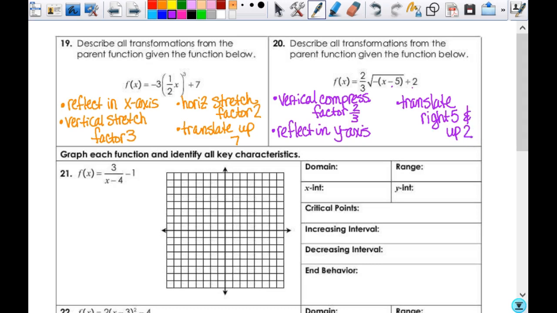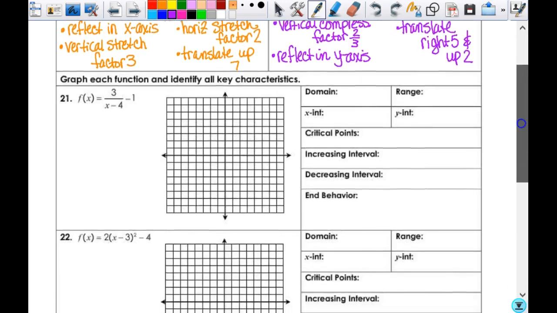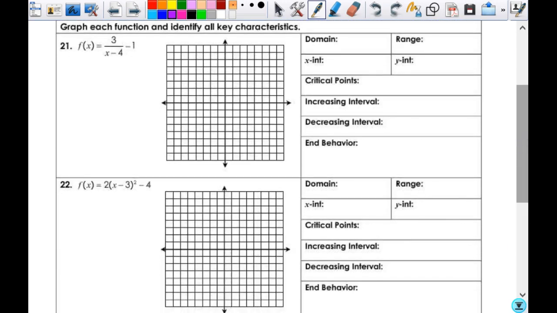All right, on 21, we're going to graph each function and identify all key characteristics. This is not set up exactly like that homework was, but on the test, you will have to name the parent function and sketch it. This parent function is a reciprocal, which gives me g of x is equal to 1 over x, and it looks like this, right? And I have asymptotes in there.